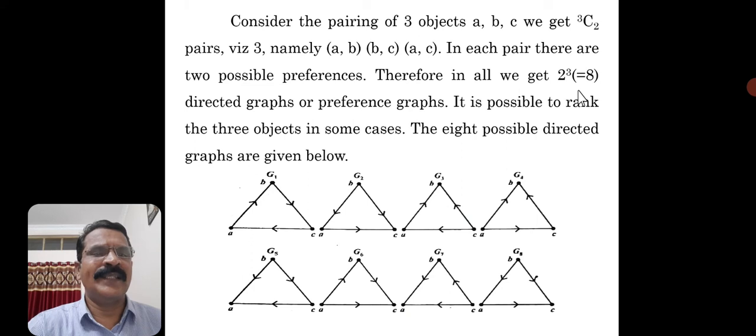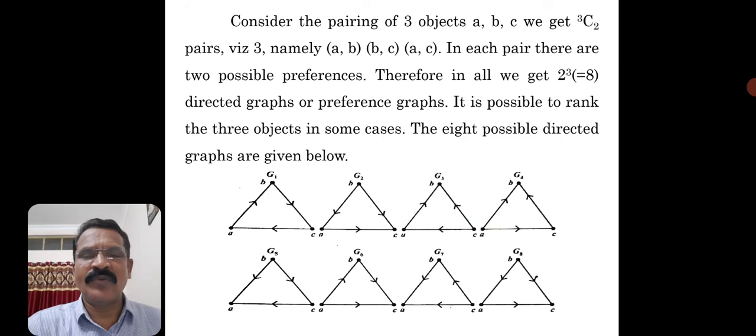Three objects, say A, B, C. How many combinations if we consider 2 at a time? There will be 3C2 pairs, so you can say 3 pairs, namely AB, BC, AC. In each pair, there are 2 possible preferences. Therefore, in all we get 2 to the power 3, that is 8 directed graphs or preference graphs.